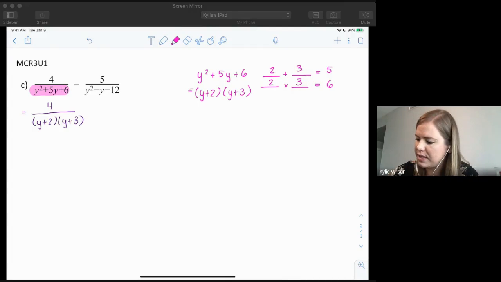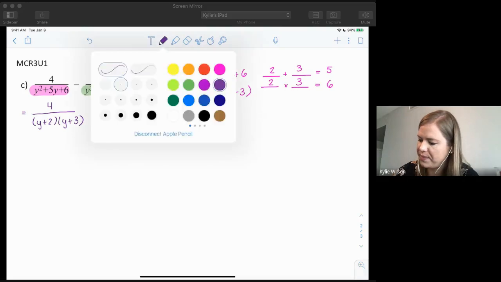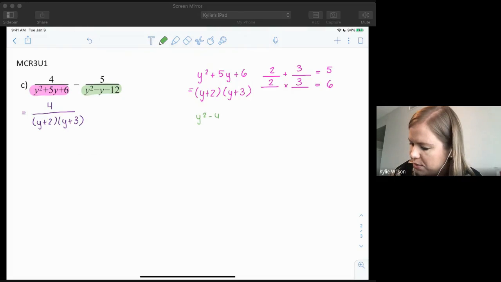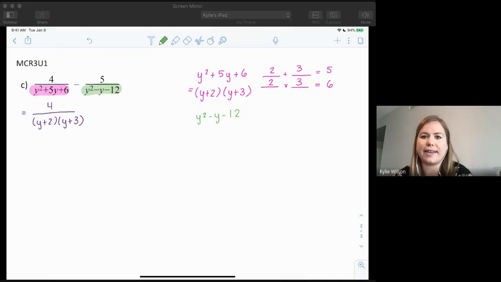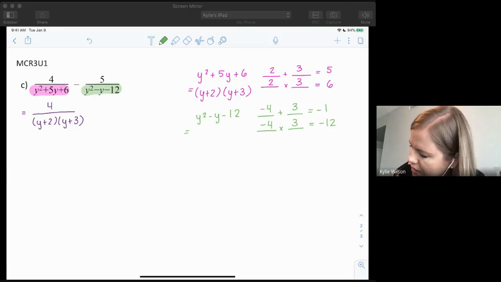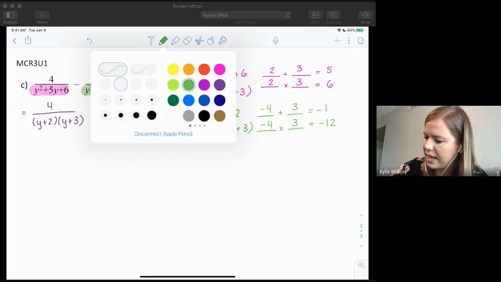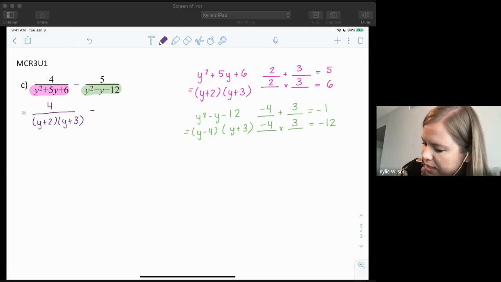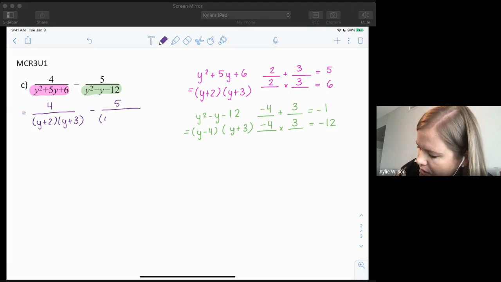And now let's factor the other one. So we have y squared minus y minus 12, like this. So we need two numbers that add to -1, two numbers that multiply to -12. So in this case, we'll have -4, positive 3. And that will give us y minus 4, y plus 3. And now let's put that back into our equation. Minus 5 all over y minus 4, y plus 3.